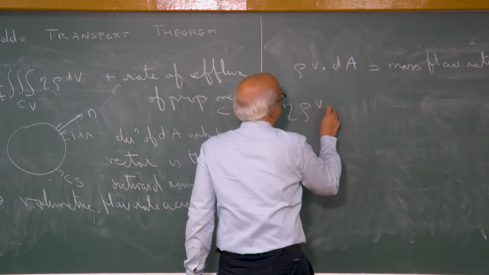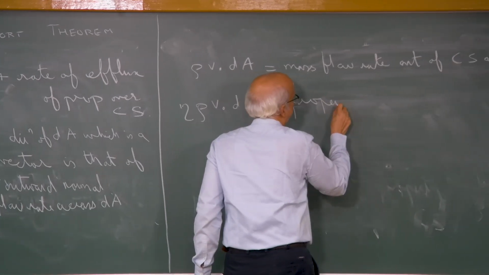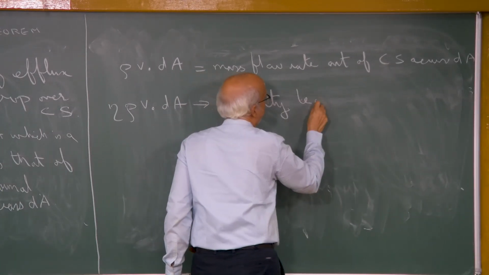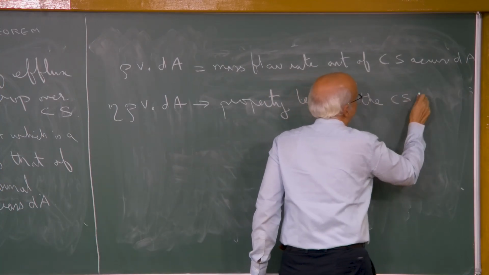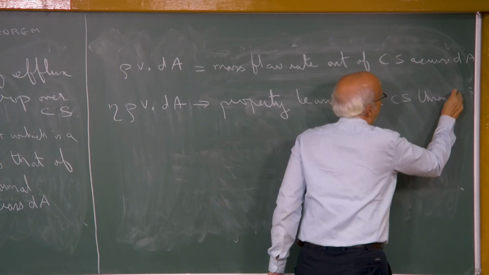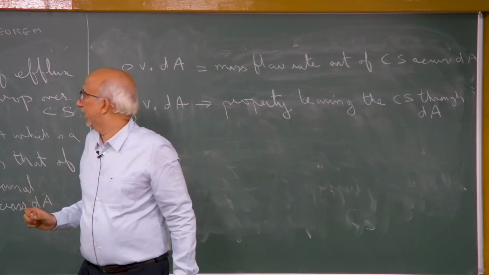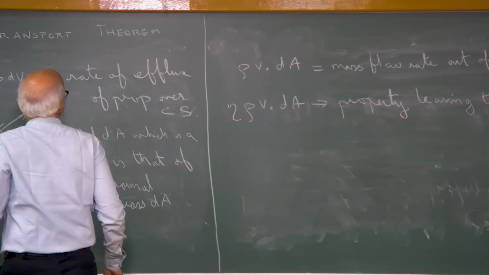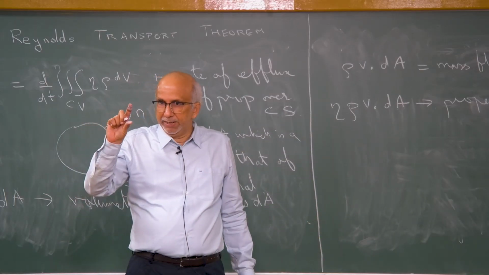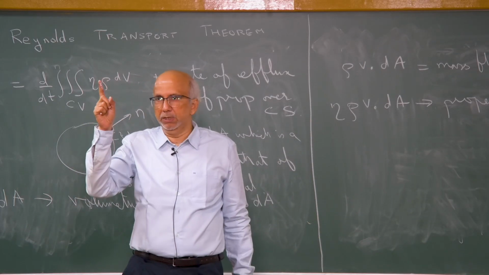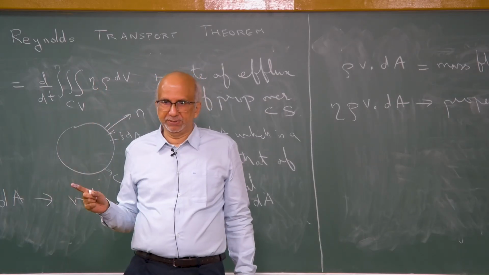Eta rho V dot dA is the property leaving the control surface through dA, okay. That is my third term, rate of efflux, but this is only across the element dA. I want it across the full control surface. So, what should I do? I should integrate it over the entire surface, okay.